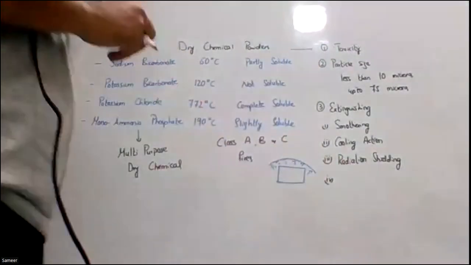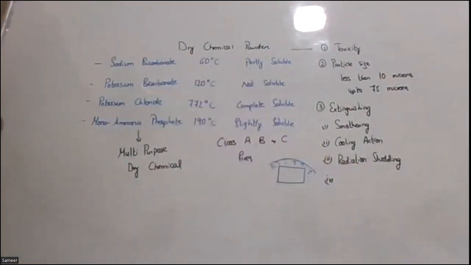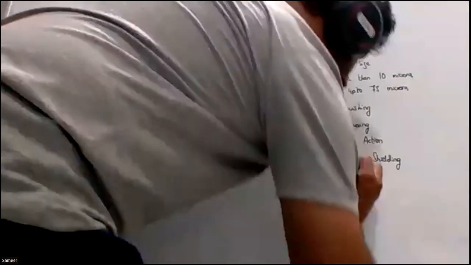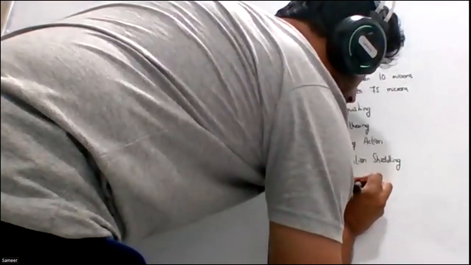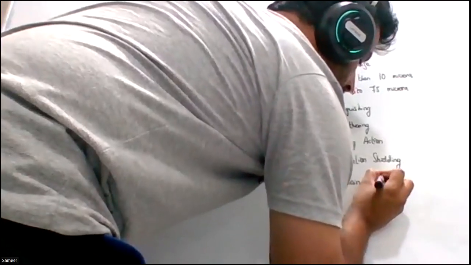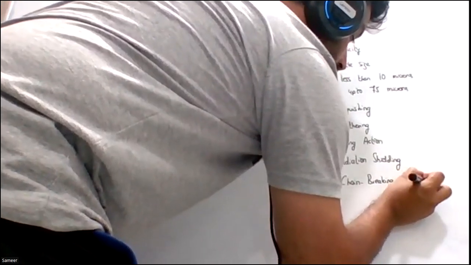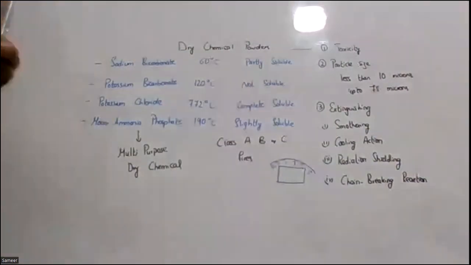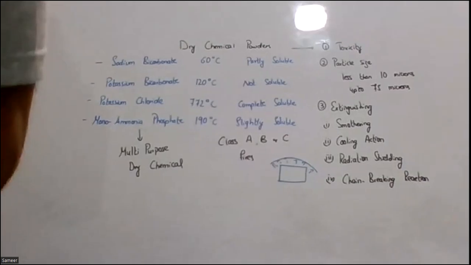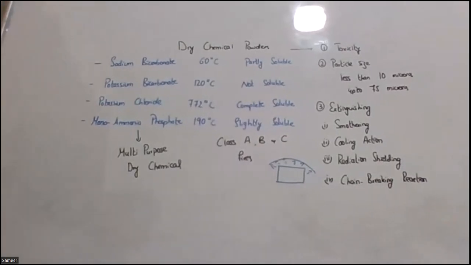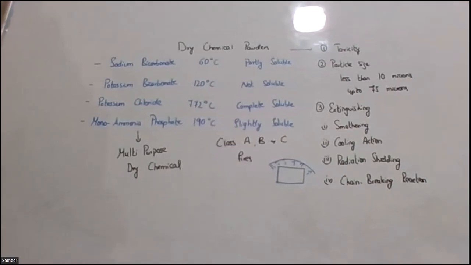And number four, it breaks the chemical chain reaction. So it has chain breaking reaction. All four properties of extinguishment it has. Like in carbon dioxide, we were discussing the removal of oxygen, smothering, and the cooling action. Carbon dioxide has only two properties. Unlike carbon dioxide, dry chemical powders have all four properties: smothering, cooling, radiation shielding, and chain breaking reaction.